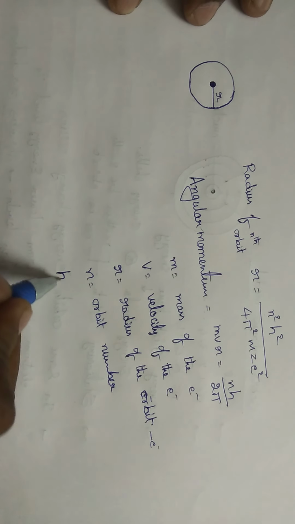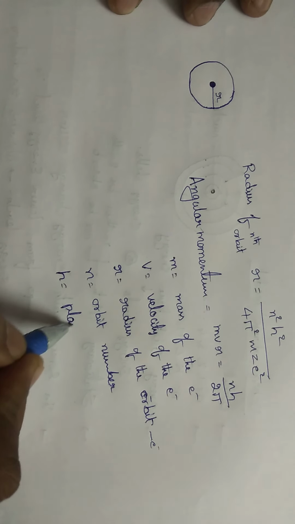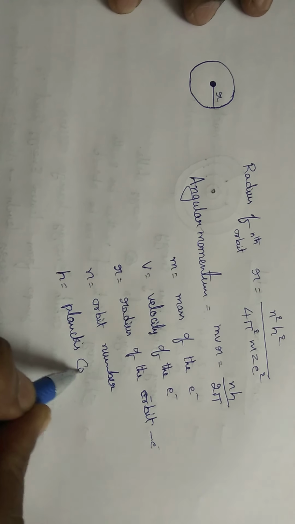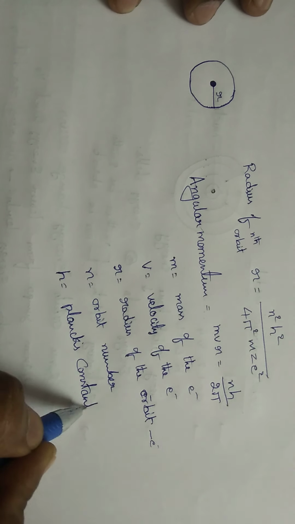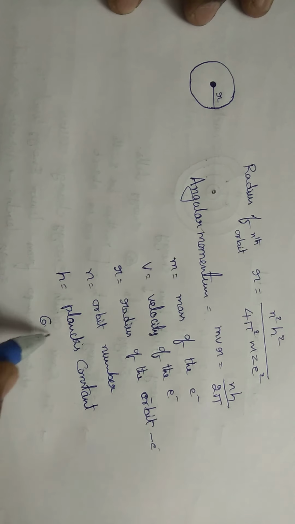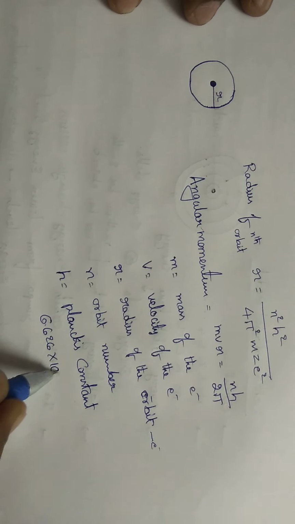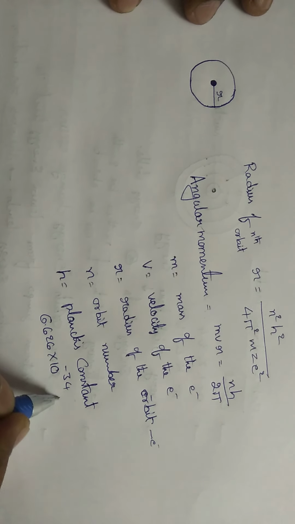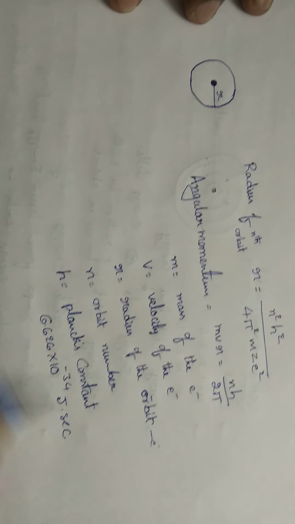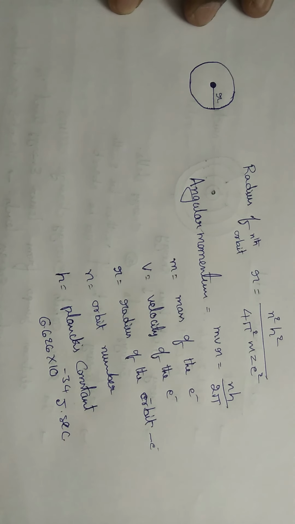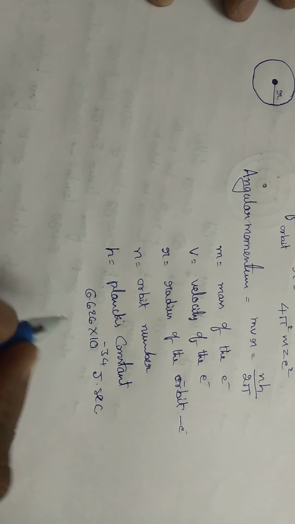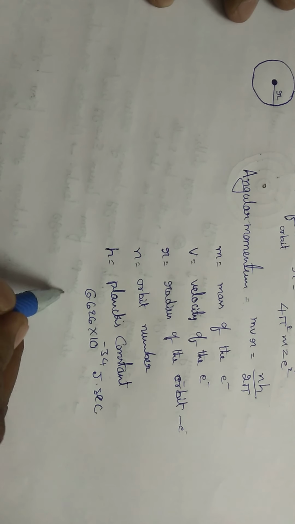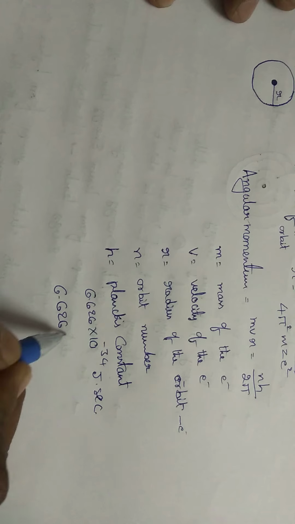h is equal to Planck's constant. This Planck's constant value is 6.626 into 10 to the power of minus 34 joule second.